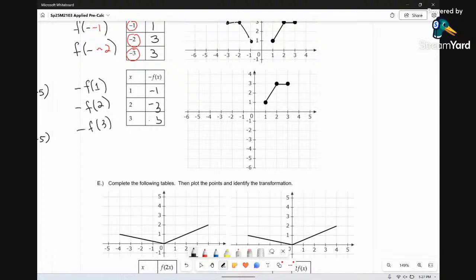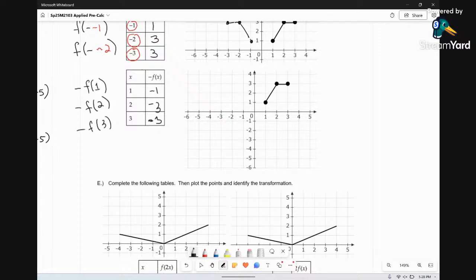So how can I say that? Same outputs with a different sign in front. They're opposite outputs. We're just switching the sign of the outputs. Meaning the same x, but the opposite y value.